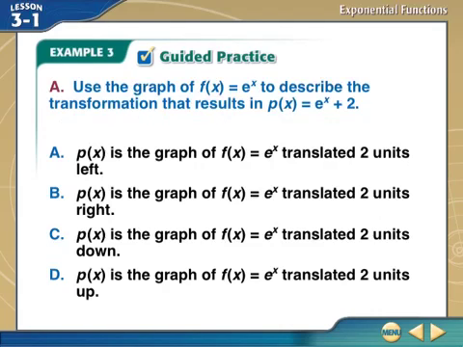In the guided practice example 3, you're going to be asked to graph the function f of x equals e to the x and then describe the transformation that results in p of x equals e to the x plus 2. Okay, at this point, I want you to look at these two functions, decide on the transformation. We have 4 different options here, and then I would like you to submit your answer to this question.